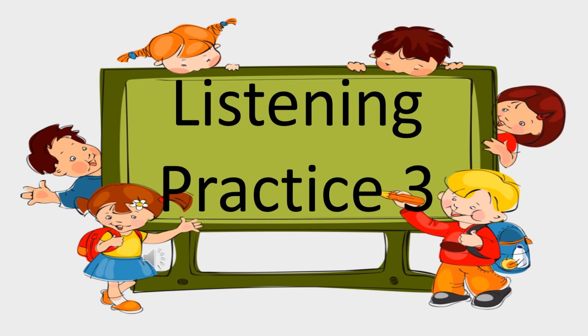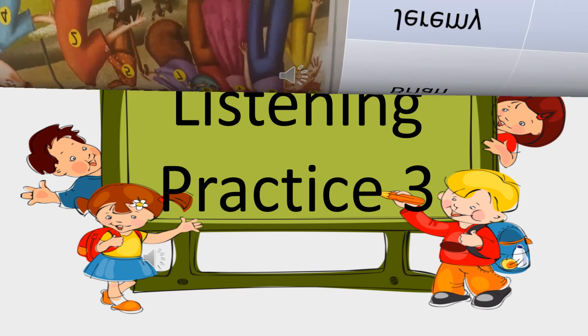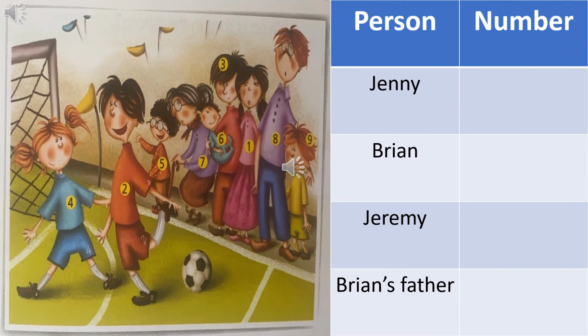Listening practice 3. For this activity, as you listen to the audio, you will identify the number of Jenny, Brian, Jeremy, and Brian's father based on the description in the audio. Again, you have to look for the number of Jenny, Brian, Jeremy, and Brian's father. You can pause this video as you answer this part.